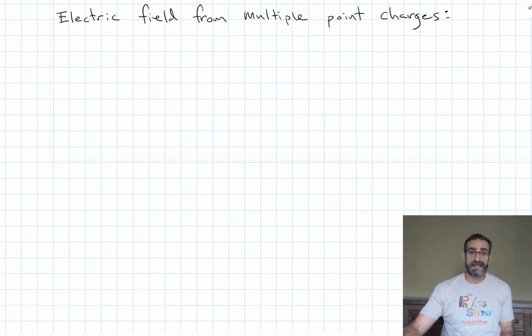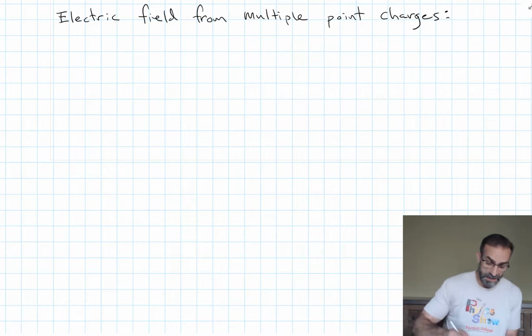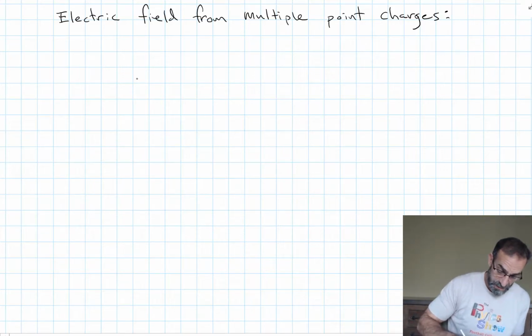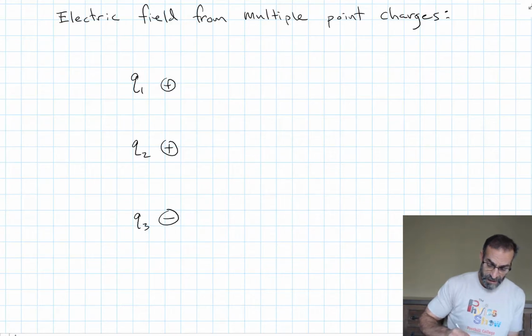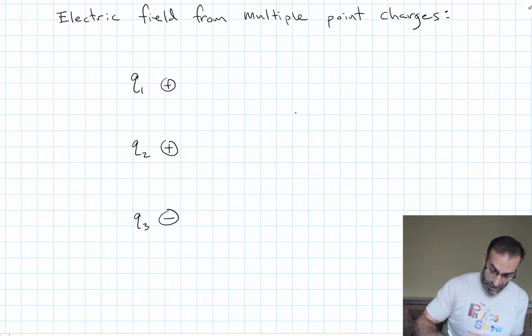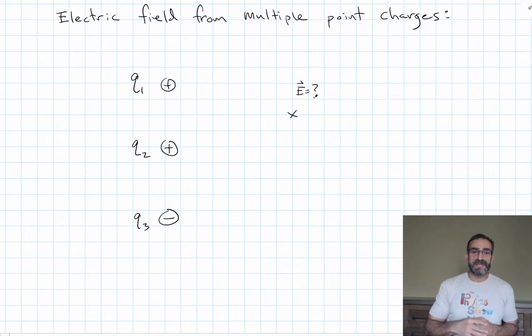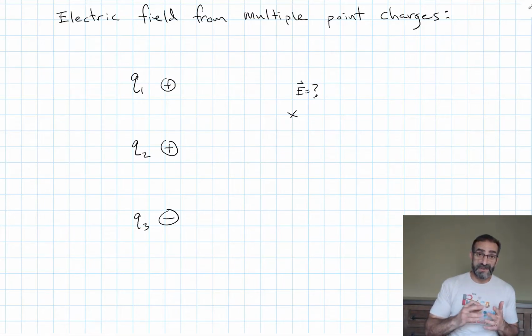Let's take a look at finding the electric field from multiple point charges. I'll use 3. Let's make Q1 and Q2 positive, and Q3 negative. And we're trying to find the electric field at some point in space. How about at this point right here? We can use the principle of superposition. Find the electric field from each of the point charges individually and do the vector addition and add them up.